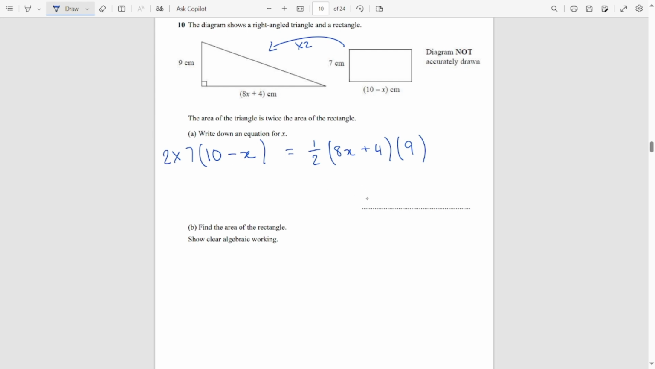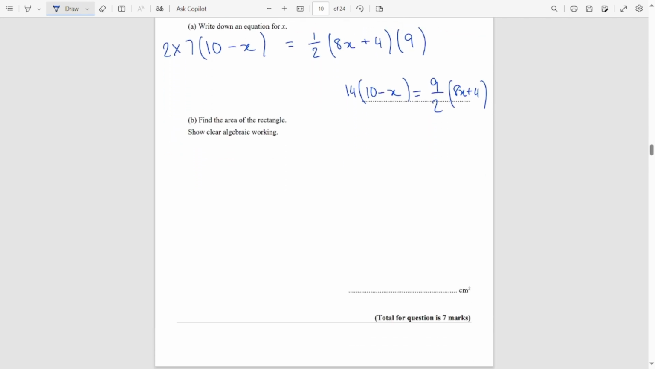I will simplify it slightly because there's some very easy things to do here. For instance, 2 times 7 is 14. And then I don't think I'll bother to expand the brackets, seeing as how we don't have to. But I'll write this as 9 over 2 multiplied by (8x + 4). But if you have expanded the brackets and simplified it, it'll be fine. Any equation that would be equivalent to that will get you the marks.